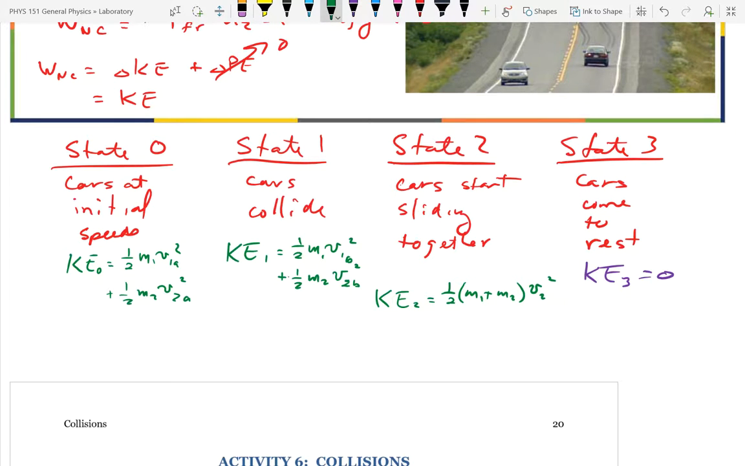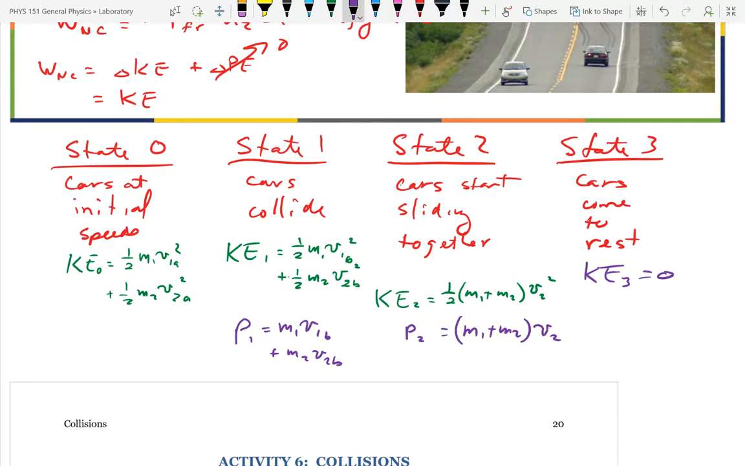I also need my momenta going between state 1 and state 2, because state 1 is before the cars collide, at the beginning of state 1, and the cars finish their collision at the beginning of state 2. So momentum 1 is equal to, so there's my momenta.